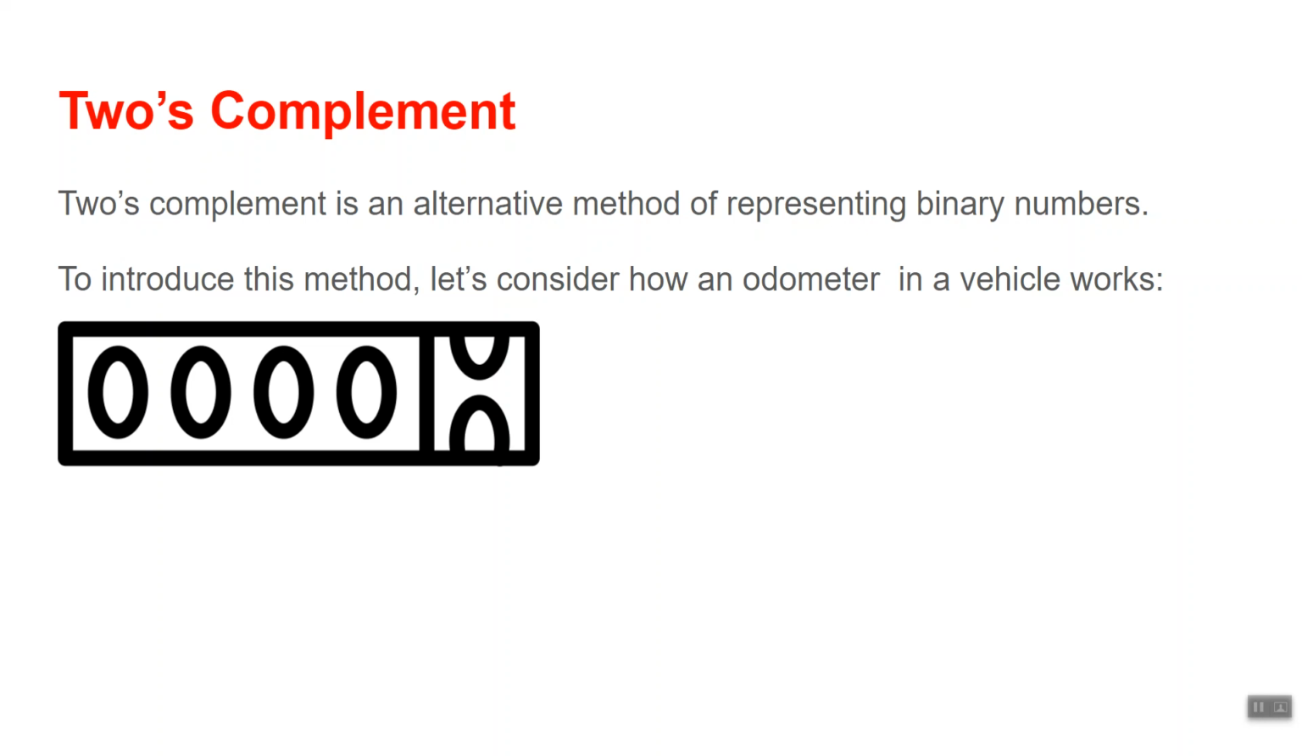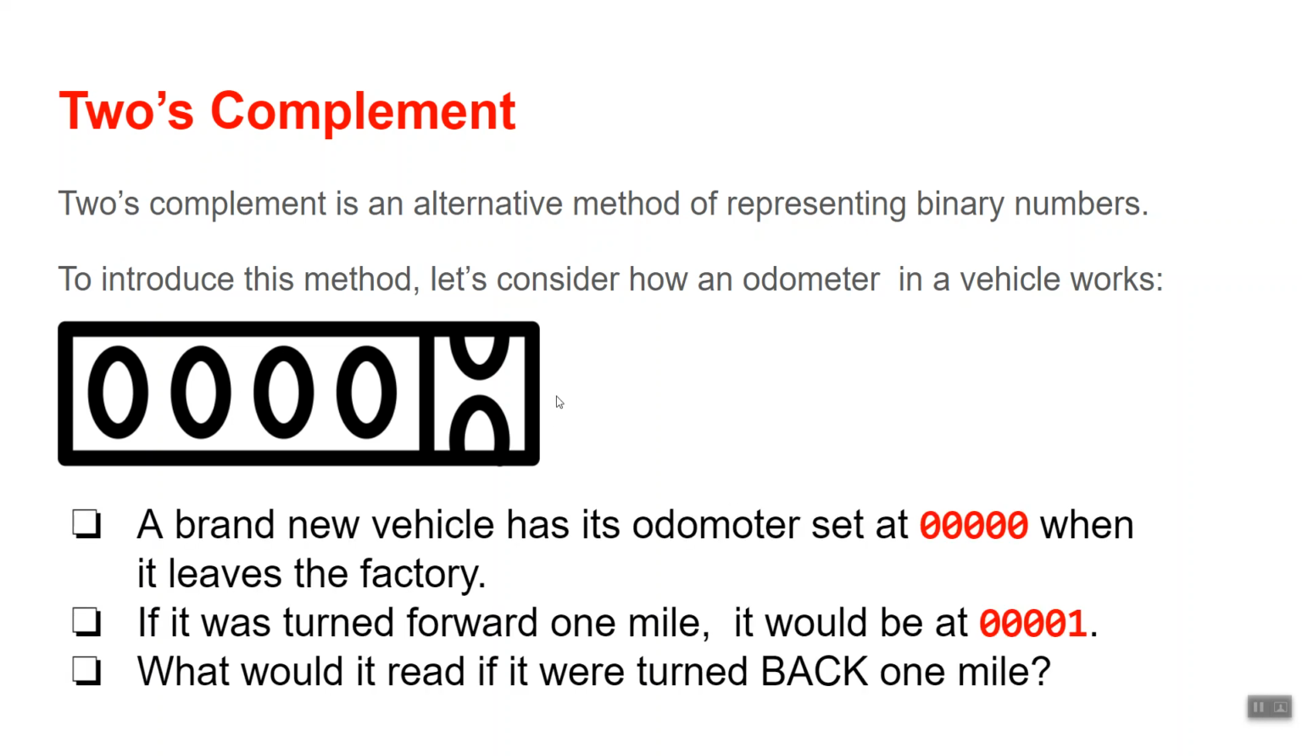So when you buy a new car straight from the factory, its mileometer, its odometer, is set to 0 because it's obviously travelled no distance. If that was driven, for instance, a mile from the factory to the showroom, and we turned it forward 1 mile, our odometer would be 0.00001. Straightforward because we've just added 1.